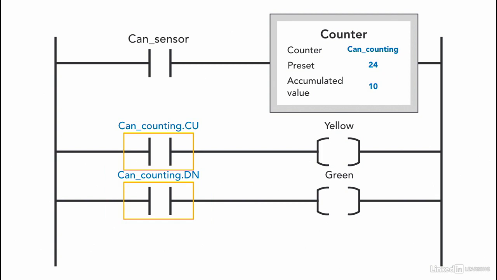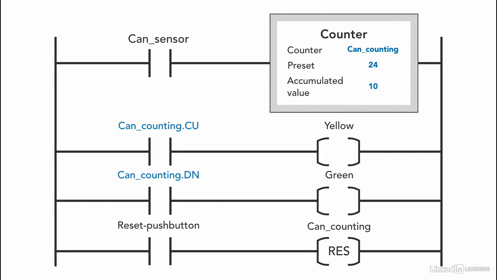Remember that an XIC is activated when the memory location is 1. So the counter up bit is activated when the counter is counting, and then the done bit will only be activated when the counter is finished counting. And in order to reset the counter, we are going to use a reset instruction, and remember that we need to use the same name of the counter. So we add a push button XIC instruction and have the reset instruction as an output to that specific rung.